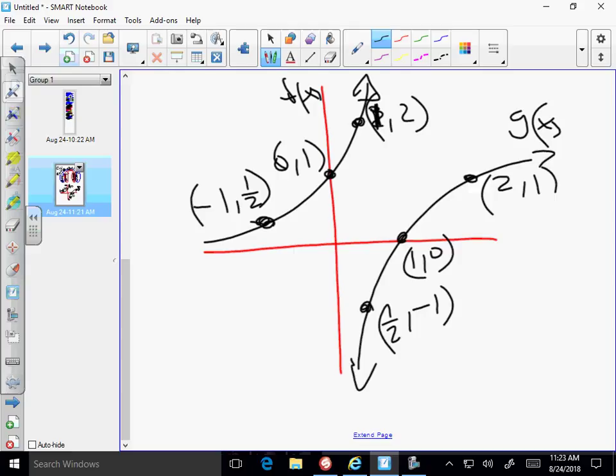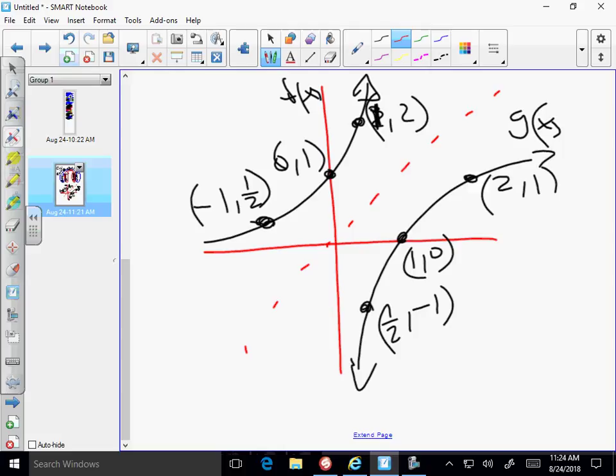Couldn't hear you. Yes, how come? Opposite kind of? Do you mean we switch the inputs and outputs on each point? Good. And what was the other thing that we wanted to see graphically? Eden? They reflect across y equals x. Right. Okay.